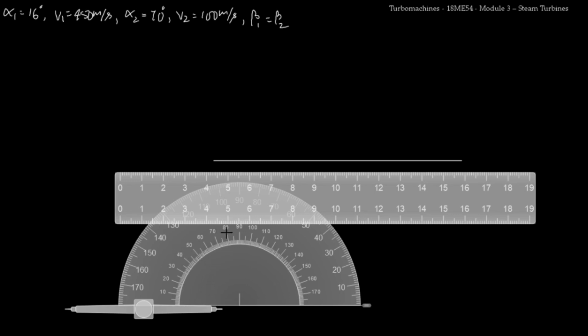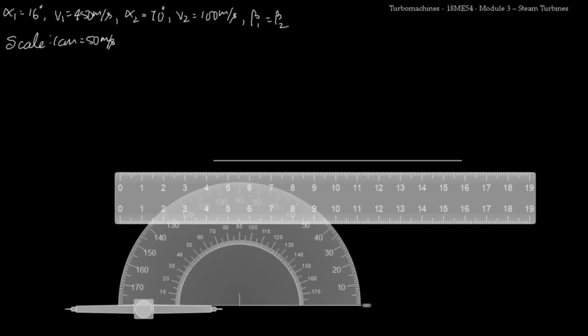Again, we will choose a suitable scale. So here I'll take the scale as 1 centimeter equals 50 meter per second.